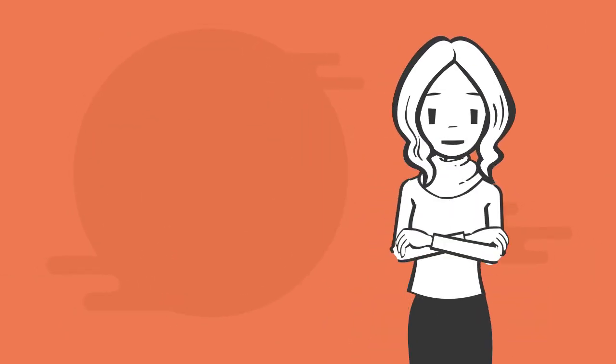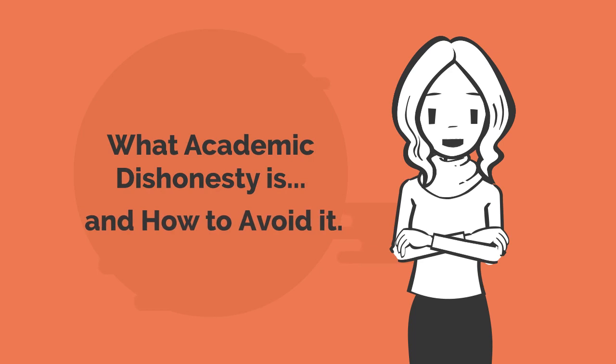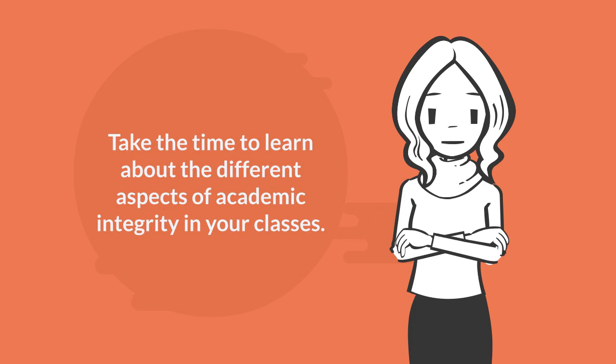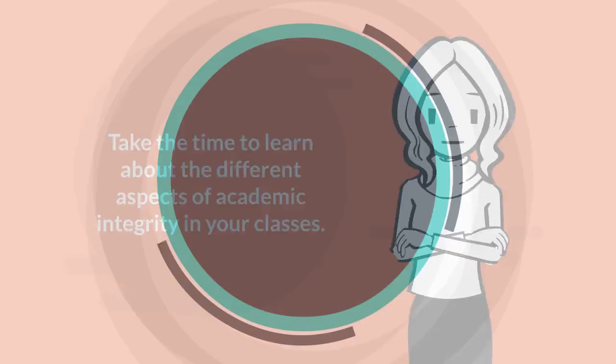I'm going to take a second here and just pause to talk about that it's very important that you understand exactly what academic dishonesty is and how to avoid it. Specifically with plagiarism, there are some cultures and nations where the concept of plagiarism is not the same as it is here in the US. So you may not have been exposed to or understand citing original sources, paraphrasing, or even the concept of academic integrity itself. Make sure that you're taking the time to learn about the different aspects of academic integrity in your classes and understand everything that they mean.